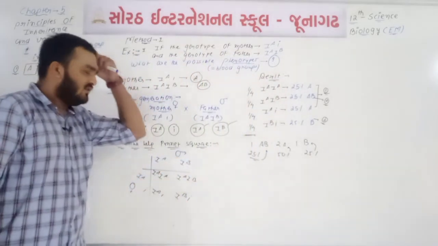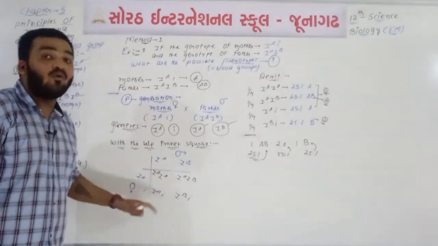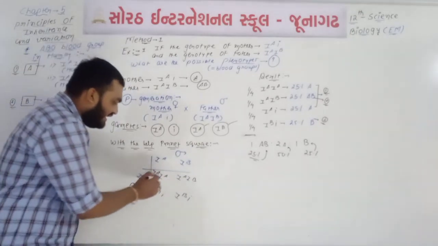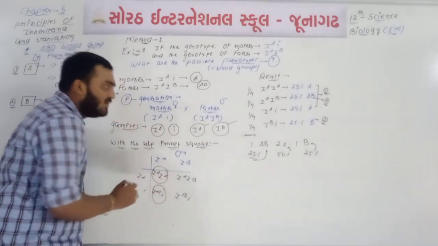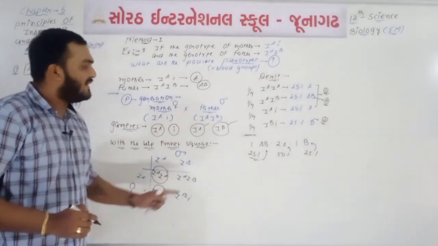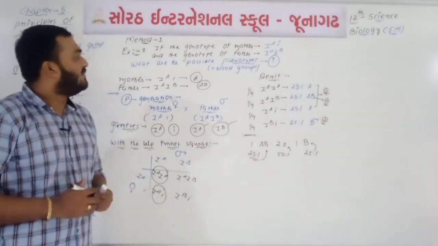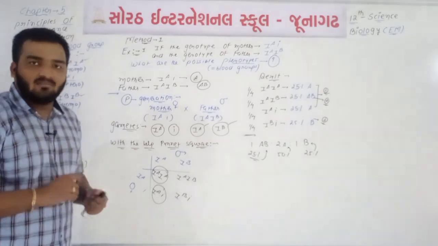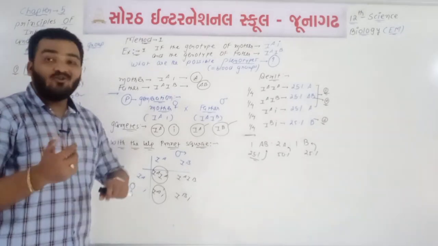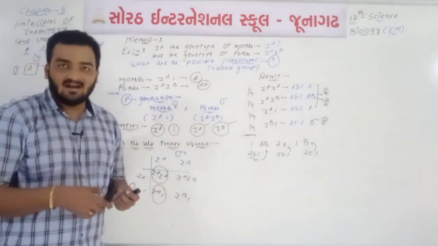Okay, see, you are getting 4 different types of genotype, but this one is blood group A and this one is also blood group A. That's why the blood group A will be 50%. So it is the method number 1.